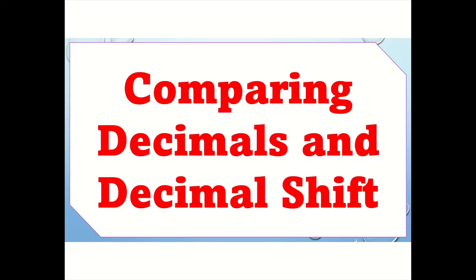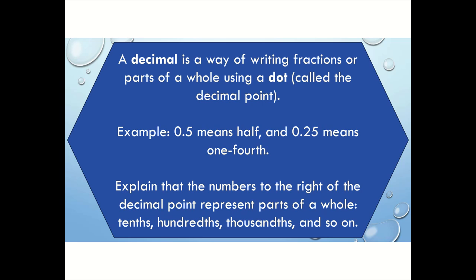Comparing decimals and decimal shift. A decimal is a way of writing fractions or parts of a whole using a dot, called the decimal point. Example, 0.5 means half, and 0.25 means 1/4. Explain that the numbers to the right of the decimal point represent parts of a whole: tenths, hundredths, thousandths, and so on.